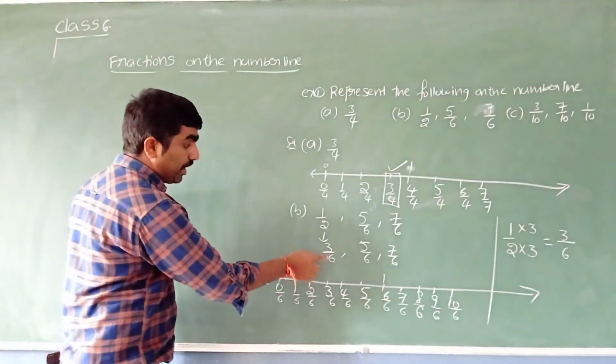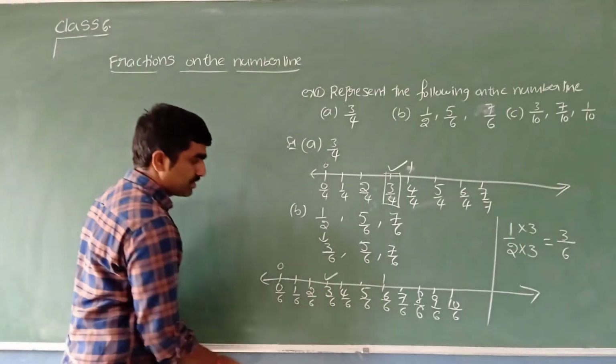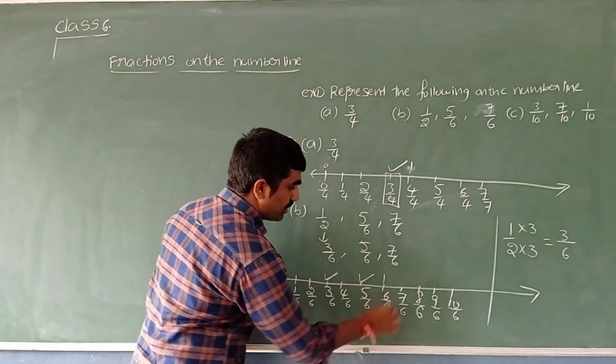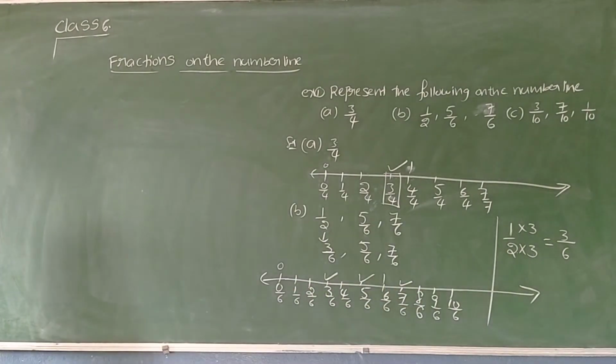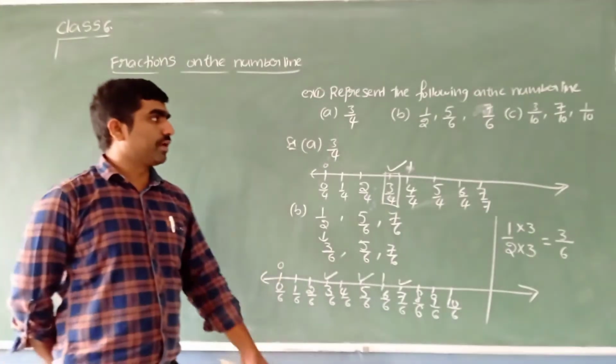In that we need to mark 3 by 6. Here I can see 3 by 6. Here I can see 5 by 6. Here I can see 7 by 6. That is the way we can represent the given like fractions on the number line.